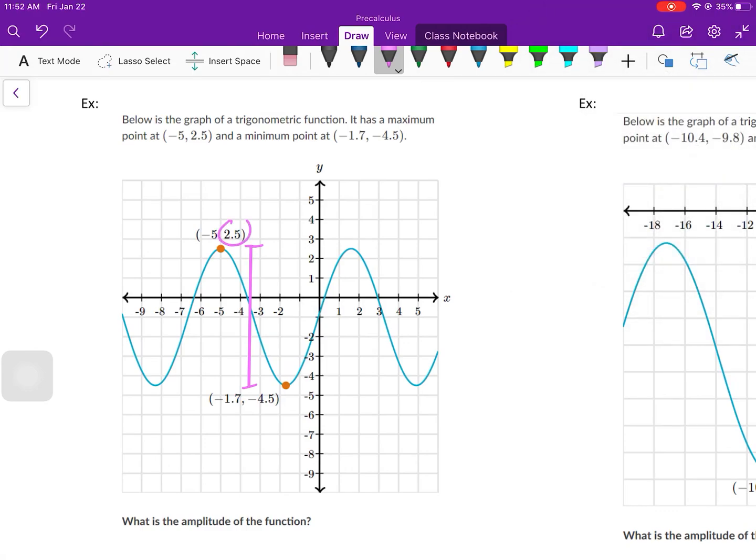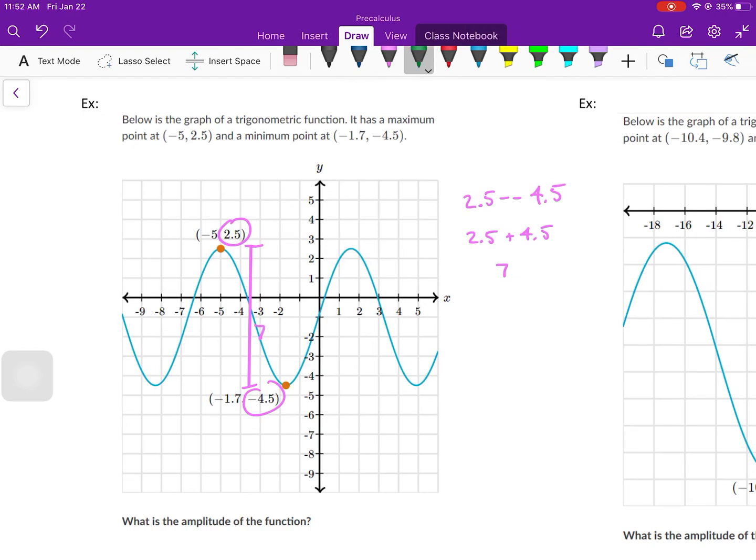So we want, this is 2.5, this is negative 4.5. So let's find that distance, the vertical distance. So that's going to be 2.5 minus negative 4.5. That's how I find distance. We want to find that length there. So 2.5 plus 4.5 is 7. So 7 is the total distance here.